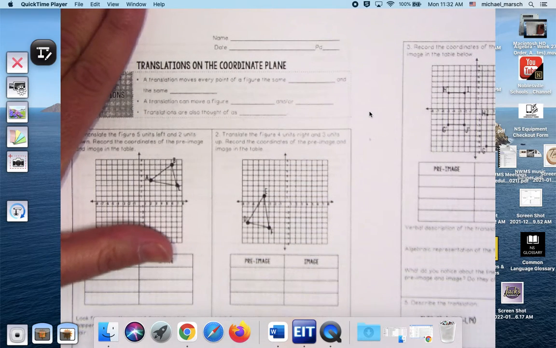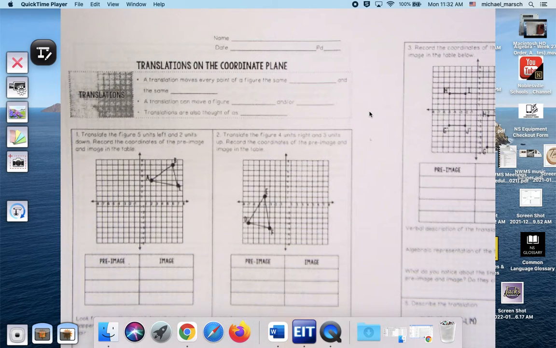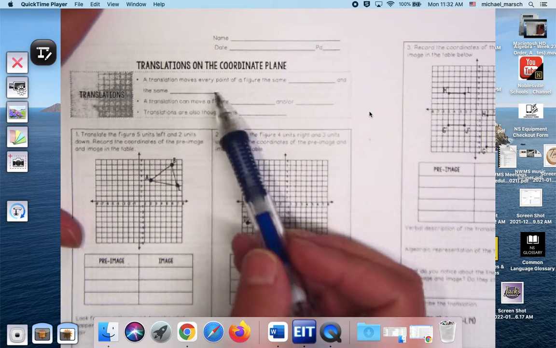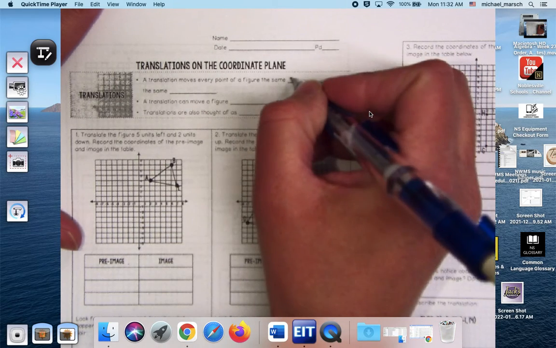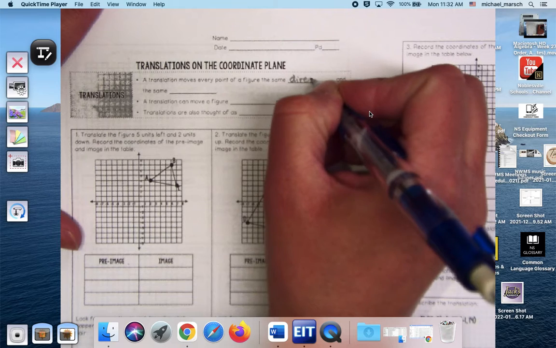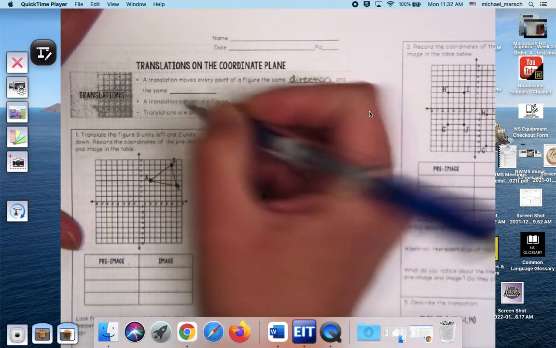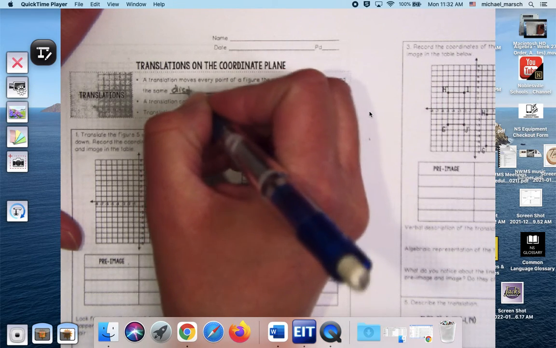Do translations. If you remember, there are four types of transformations. We have translations, reflections, rotations, dilations. Today we're going to focus on translations and reflections. Okay? So remember, translation is when you move every point of a figure the same direction and the same distance.